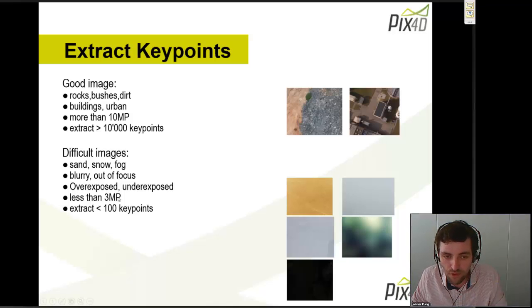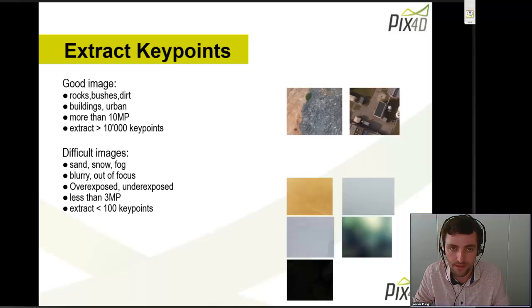With very, very small images, such as less than 3 megapixels, it also becomes very difficult to compute matches. And in those cases, you will maybe extract less than 100 key points, which is enough for Pix4D Mapper to process, but you might get slightly less accurate results, and I will explain how to detect that and how to correct it.